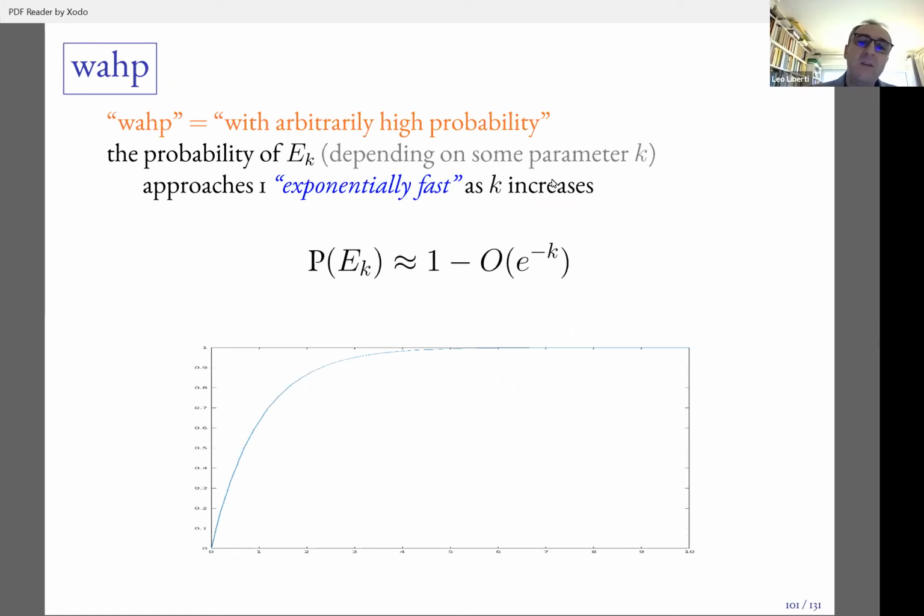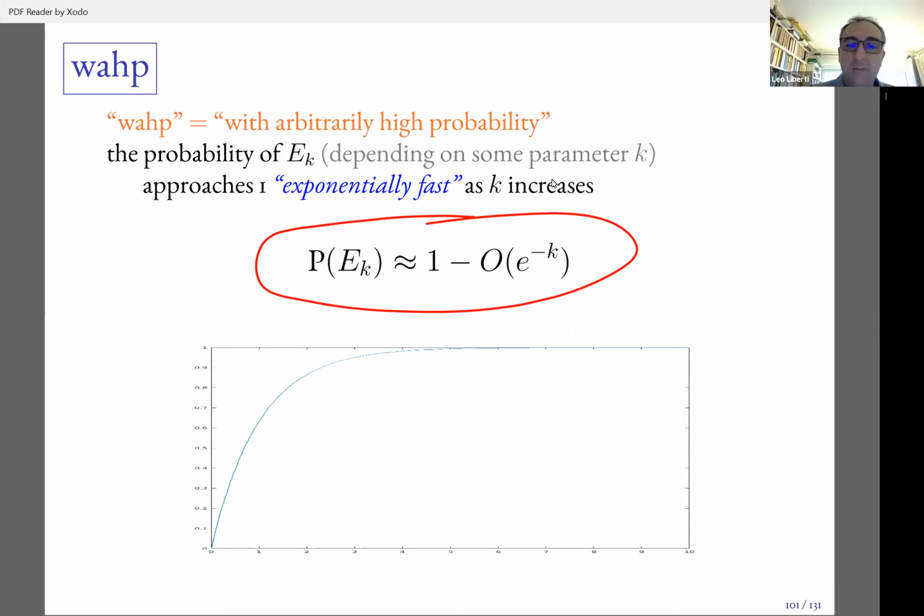And it describes a sequence of events E_K that depends on some parameter K, where the probability approaches 1 exponentially fast as K increases, i.e. the probability of E_K has this kind of behavior, okay?